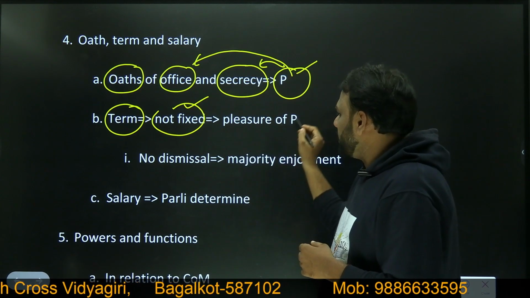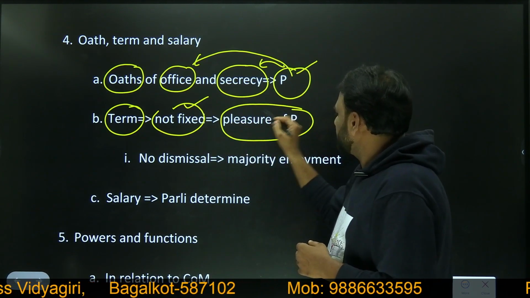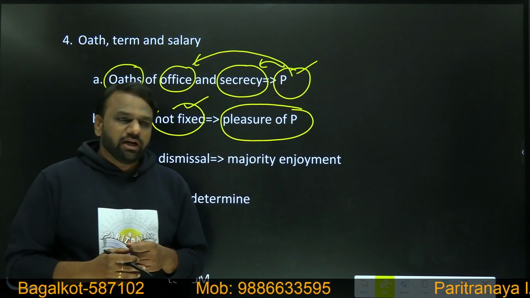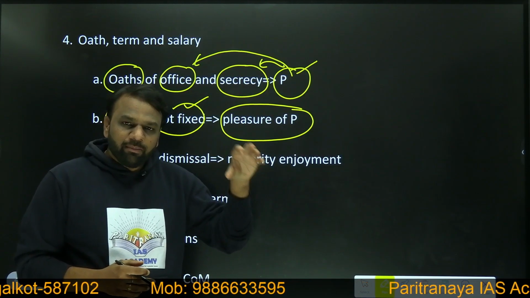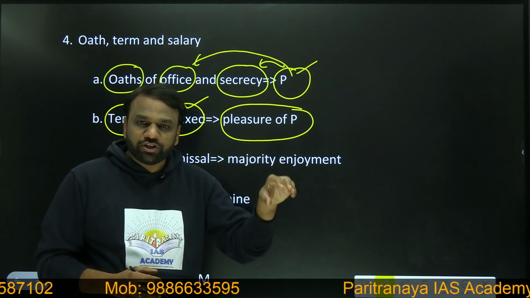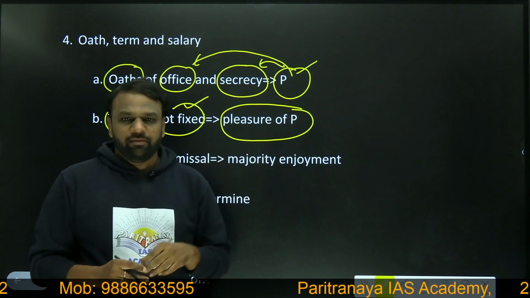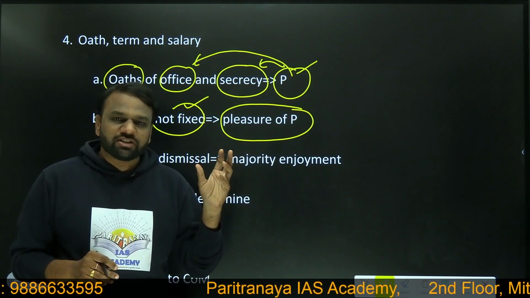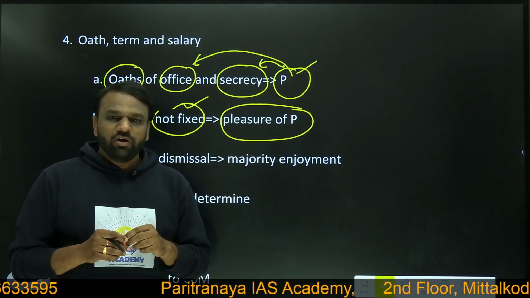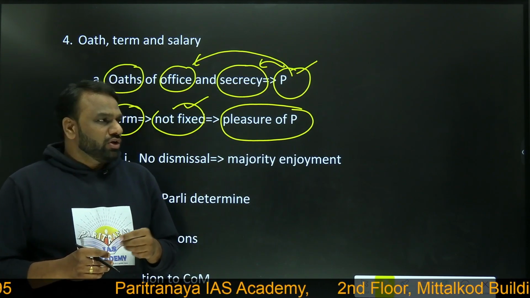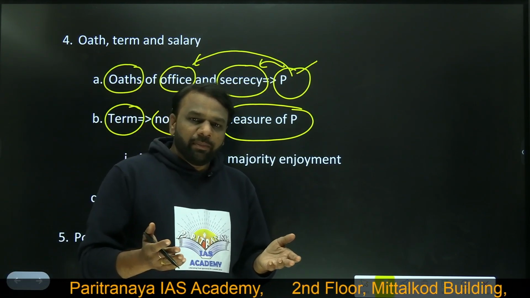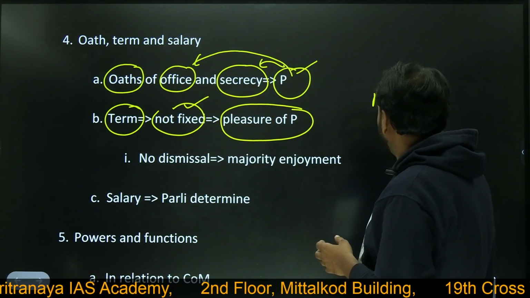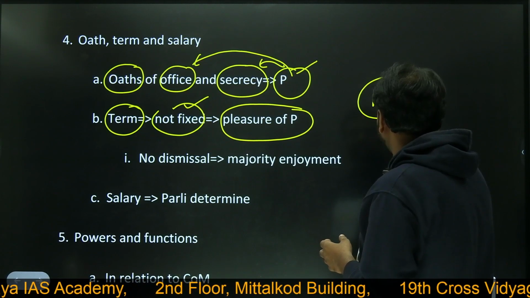As long as he enjoys the pleasure of president. So what does it mean? It means prime minister will remain in his office, will hold that position until president is happy. Here we need to understand the meaning of this term, pleasure of president, or what is the happiness of president. So how long will president be happy? President will be happy until prime minister enjoys majority.